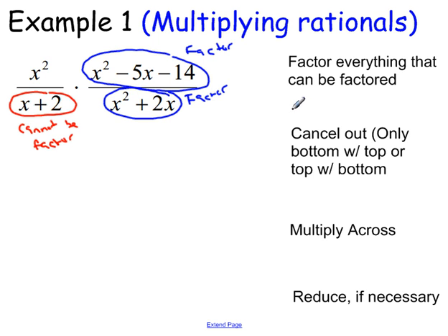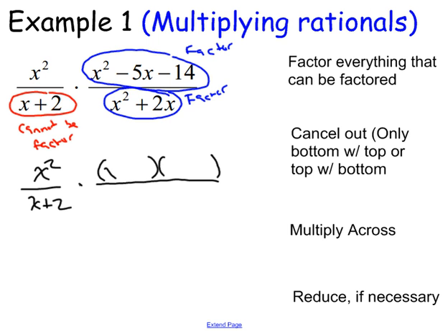So, factor everything that can be factored. We're going to get x squared over x plus 2. The x squared, I just left there. I'm going to do something with that x squared later. Multiplied by, now I have to factor this here. That's going to be 2 sets of parentheses, so I'm going to write my 2 sets of parentheses.